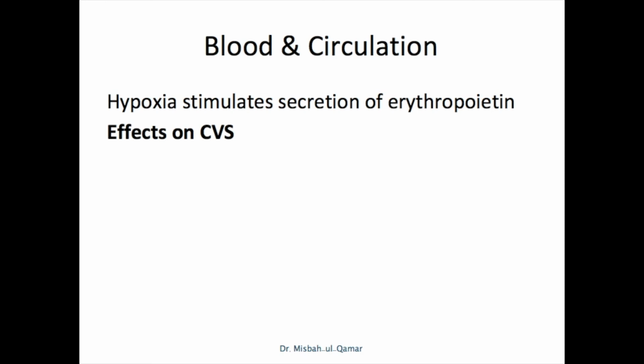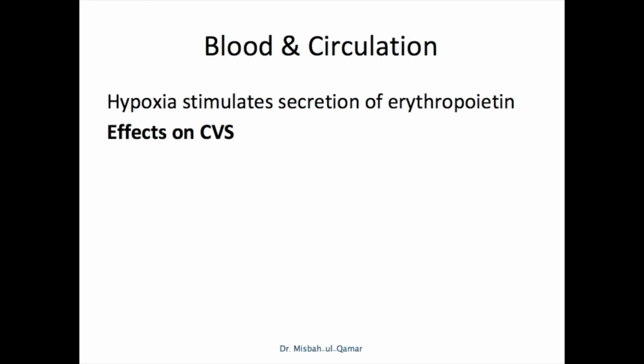Now, coming to blood and circulation. Since hypoxia stimulates the peritubular interstitial cells in kidney and increased secretion of erythropoietin, there is stimulation of red bone marrow, and the red blood cells count increases with an increase in reticulocyte count. And there is also increased hemoglobin content, and the oxygen carrying capacity of blood is improved.